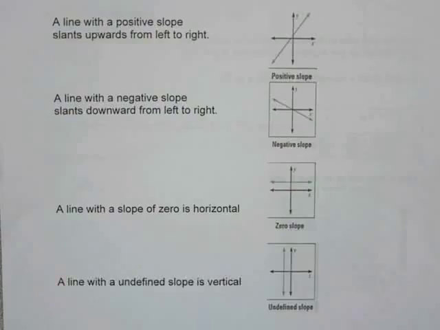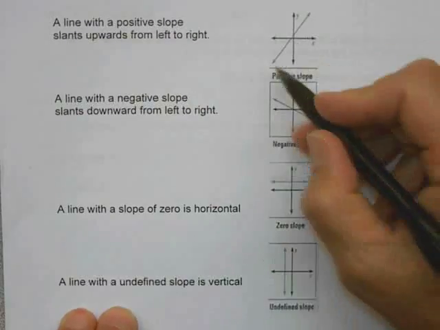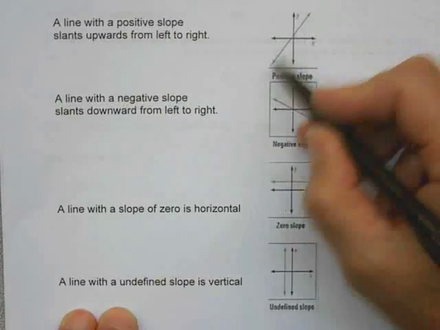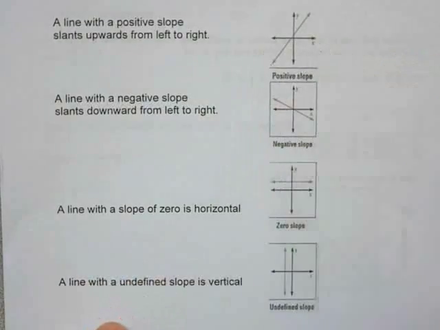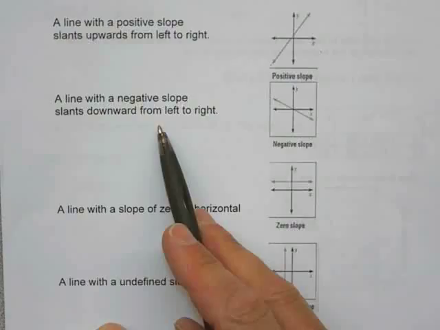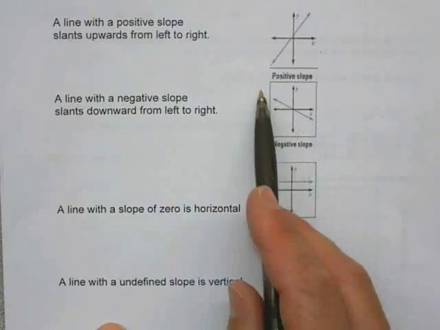All right, here we have 4 images, and these are in my notes, which are also on my website. And this is what I want you to notice. When you have a line, you can tell whether the slope is positive, negative, 0, or undefined just by looking at it. If you look at a line with a positive slope, you'll notice it slants upwards from left to right. That would be this, slanting upward from left to right. A line with a negative slope slants downward from left to right. From left to right, the line goes down.